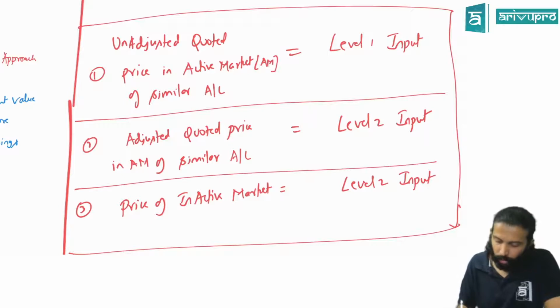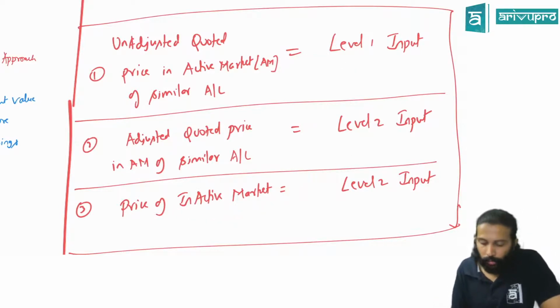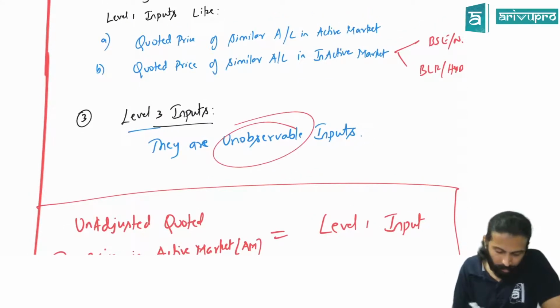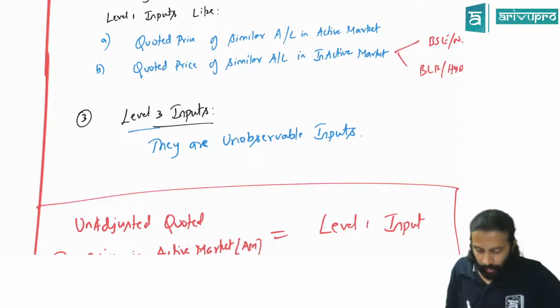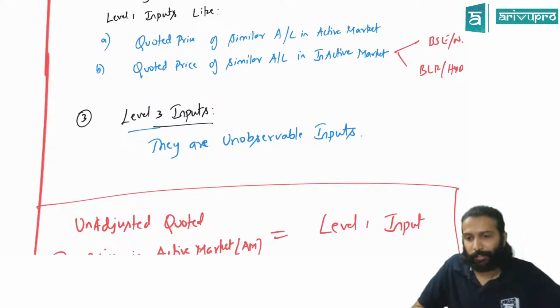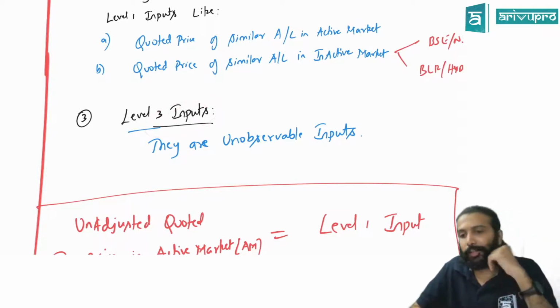What is the residue? All these are market driven, all these are market data. If you're not using market data at all, then it is unobservable inputs, which we call level 3. Like discounted cash flow, you're projecting earnings, no? Can you match earnings with market data? Do you have any market data for it?